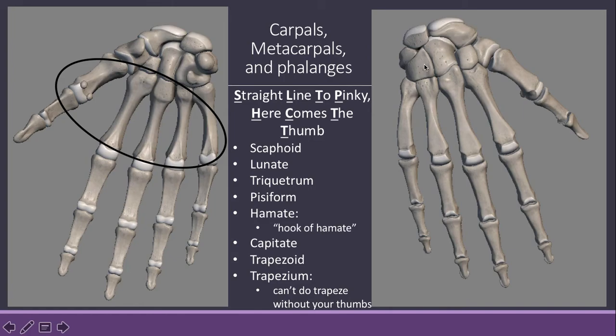Capitate is just the largest one right here in the middle finger. The trapezoid right here on your pointer finger, at the end of your pointer finger. And then the trapezium attaches directly to the thumb. I remember this by, you can't do trapeze without your thumbs. If mnemonics work for you, if you just want to remember maybe which finger it attaches to, or you're good with just straight up memorizing, whatever works for you, just get these straight in your mind because these can be hard to remember. They're easy to forget.